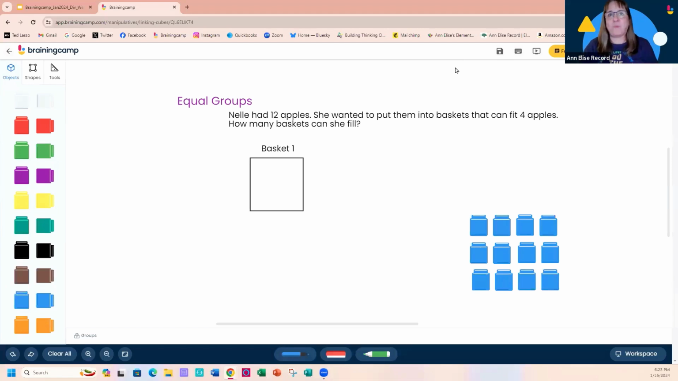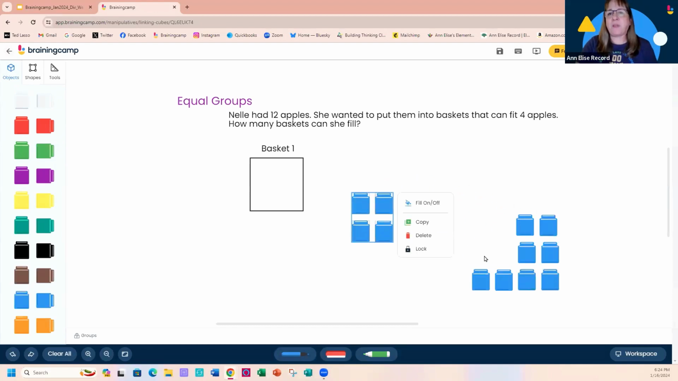I'm in the Linking Cubes app. So this is part of our 3rd grade year, right? So Nell has 12 apples, but she wanted to put them in baskets that fit 4 apples. How many baskets can she fill? Now, I couldn't draw for you the 4 baskets yet because I don't know how many baskets. What I do know is there is 4 to 1 basket.